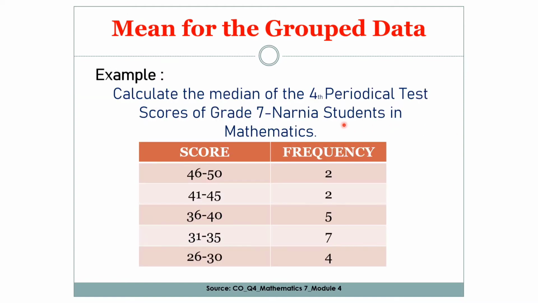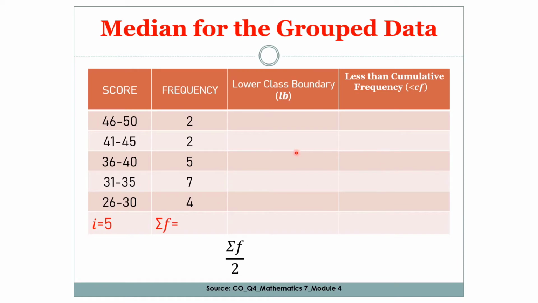Now let us take this example. Calculate the median of the 4th periodical test scores of grade 7 Narnia students in mathematics. These are the scores grouped by interval, and these are the frequency of each class. To calculate the median, we are going to complete the frequency table. Since we already have the frequency, what we are going to do is add all the frequencies to obtain the value of this variable, and the value is 20.